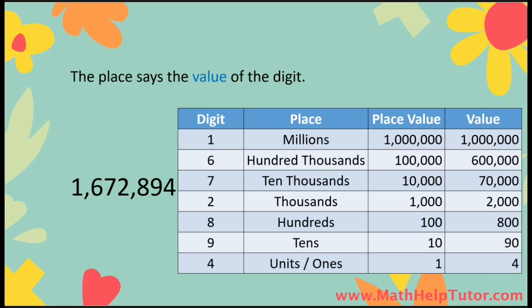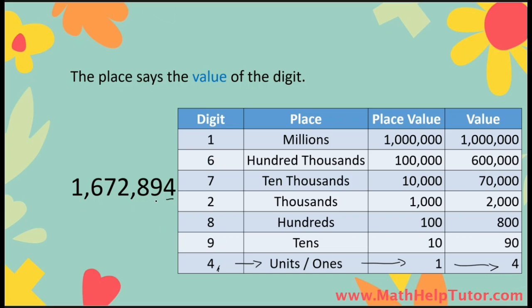Let's now consider a larger number, which is in the millions. We can find the value of each digit in the number based on the digit's place. So if we'd like to know the value of the digit 4, which is in the ones place, since we know the place value of the ones place, which is 1, and there are 4 instances of the ones place, then we know that the value of this digit is 4.